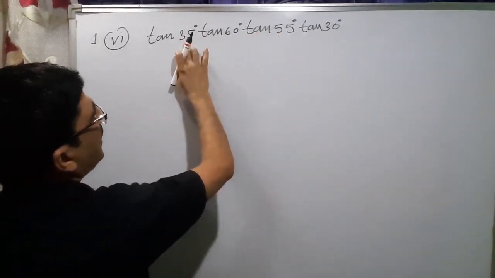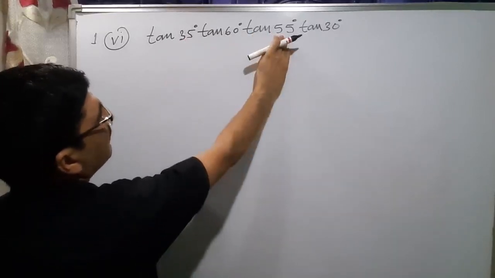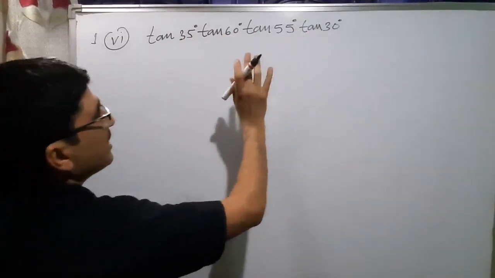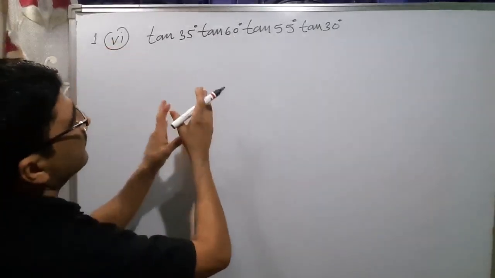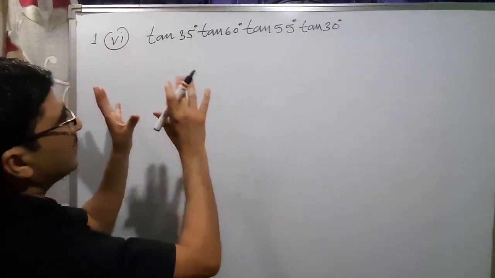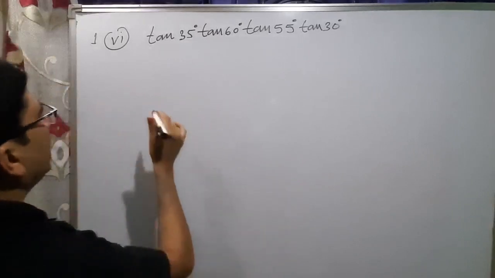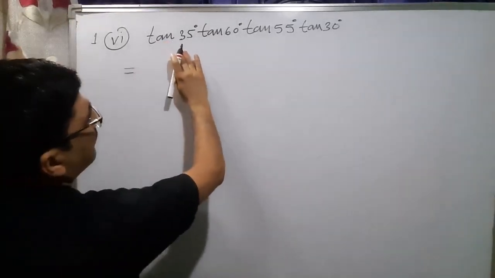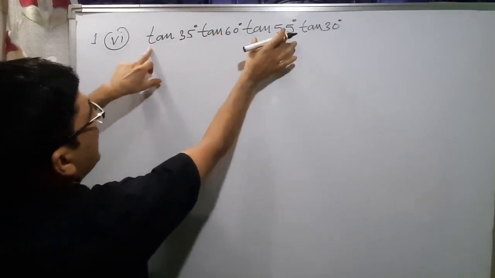Okay, 35 and which angle makes 90 degrees? I think 35 and 55 is 90. Similarly, 60 and 30 is 90. Since we are working with complementary angles, we will have to arrange the angles in such a way that they form complementary angles. Then which two will we have to arrange? You check tan 35 and tan 55 because they make 90 degrees. That's why these are in one set.